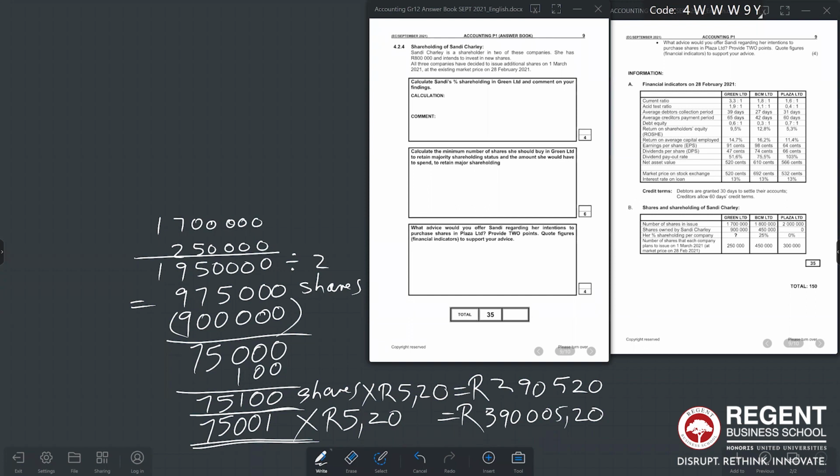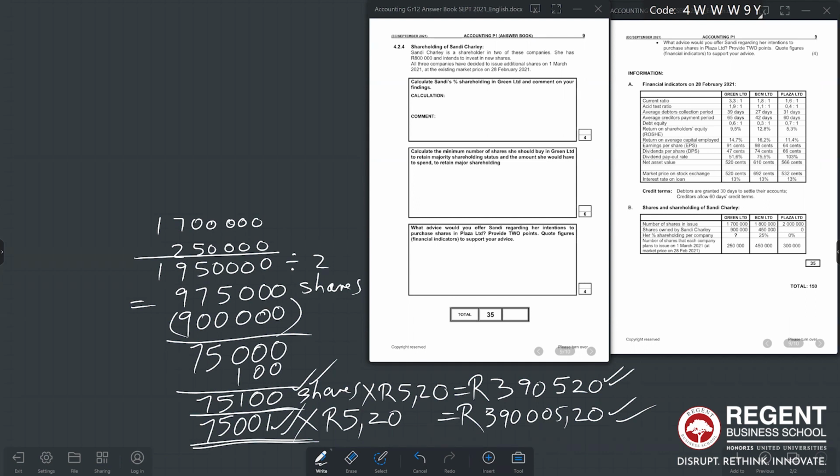They will accept both. There are the 2 answers. I've got 390,520. That's correct, if you worked according to 75,100 shares. Or if you used 75,001 shares, then you'll use the second answer. It's up to you which one you use. 75,100 or 75,001, both will be correct. It's up to you what you choose.